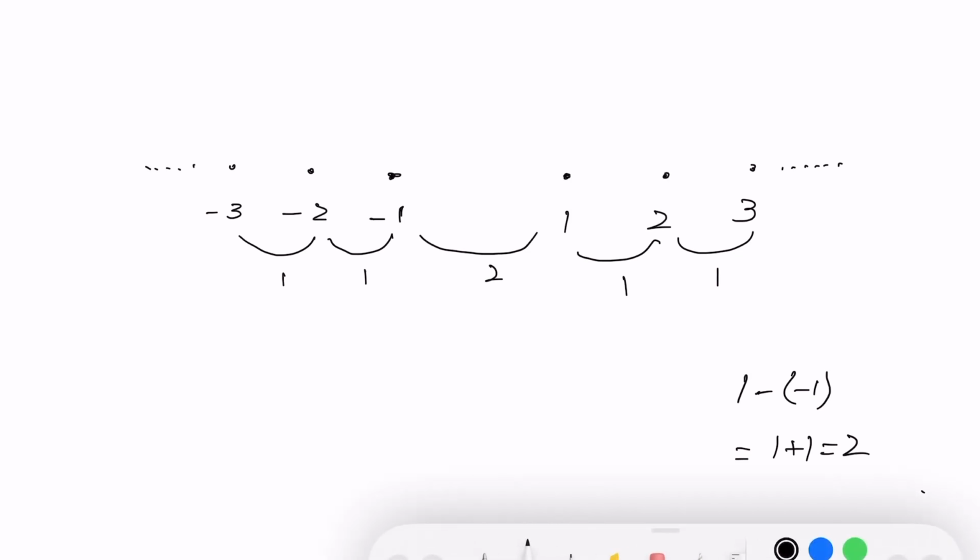Okay, what does this mean? Because 1 minus -1 is 1 plus 1, which is 2. So it means that we are missing something here. This number right in the middle of -1 and 1. Now everybody knows that this number was 0.